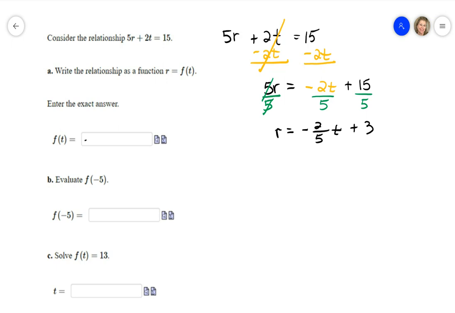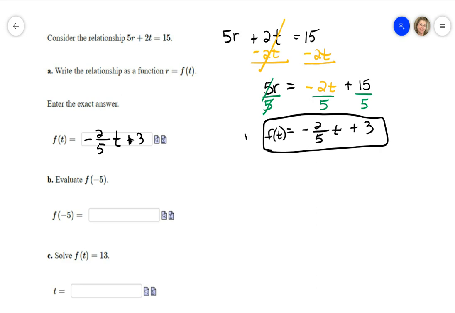So that's what I'm going to type in right here in Mobius. Negative 2/5 t plus 3. So that's my first answer. Now remember, I solved it for r. That's the same thing as f of t. It's one and the same. Okay? So in the next one it says calculate or evaluate f of negative 5. So basically I'm just going to take this equation and take out the t and plug in a negative 5.